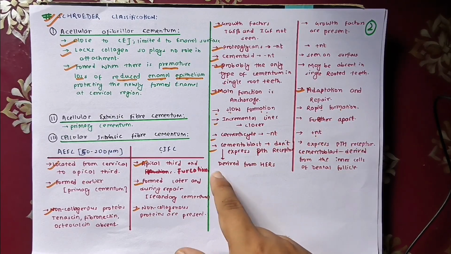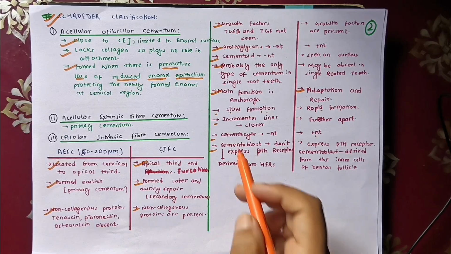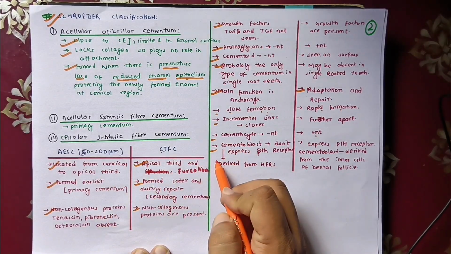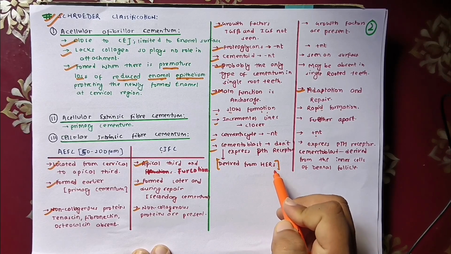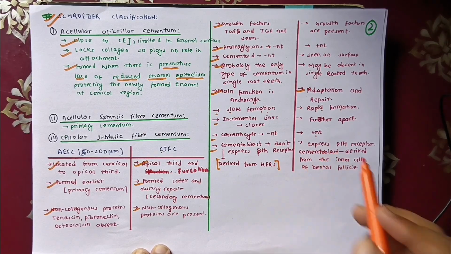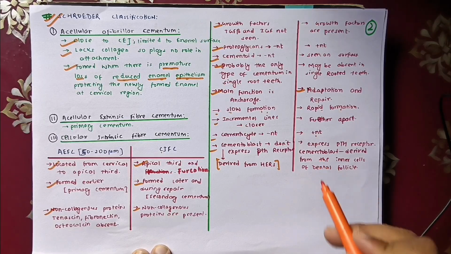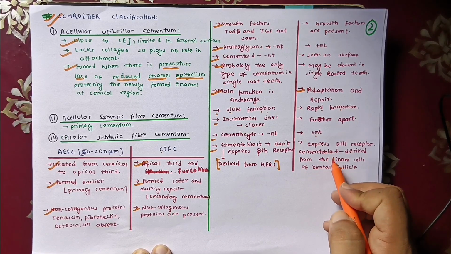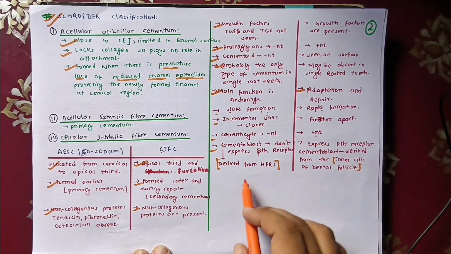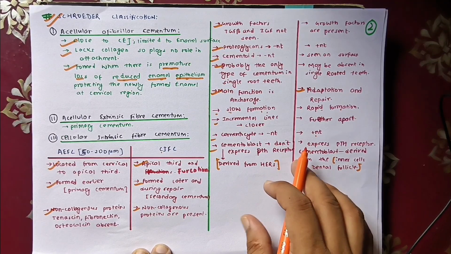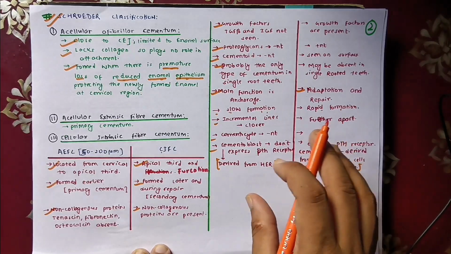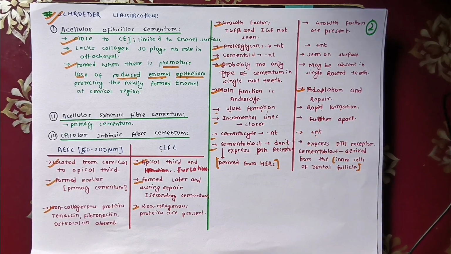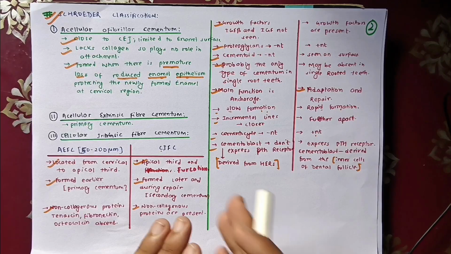The important thing you should remember is that the cementoblast present in the AEFC is derived from the Hertwig epithelial root sheath, but the cementoblast present in the CIFC is developed from the inner cells of the dental follicle. I have discussed all those steps in the development of the tooth, so you can refer to those videos. After watching them you will be linked. Here I can't explain everything, so you should watch those videos too.